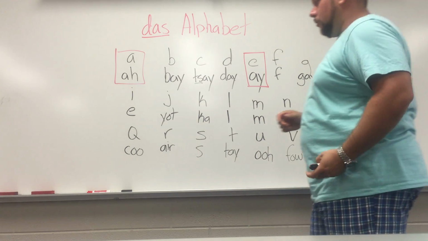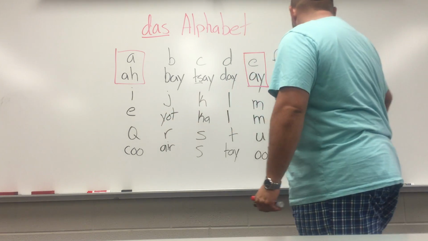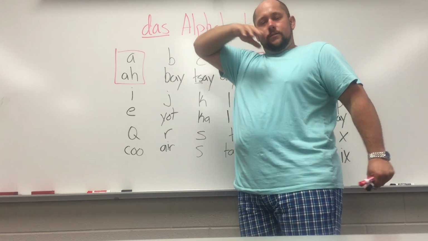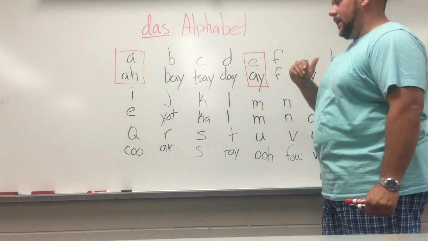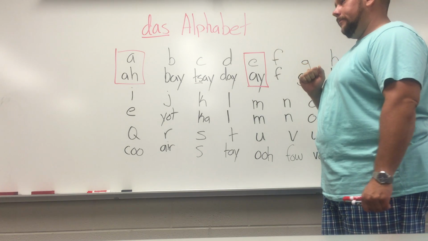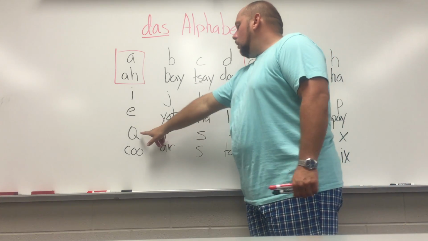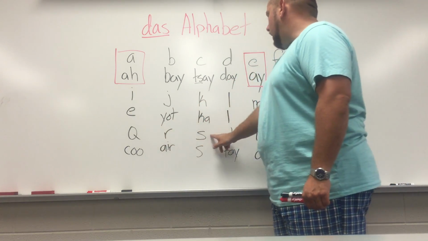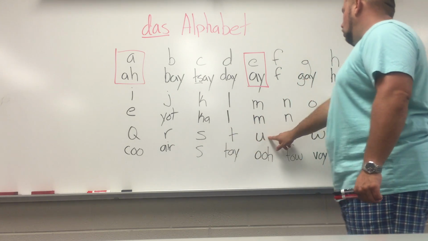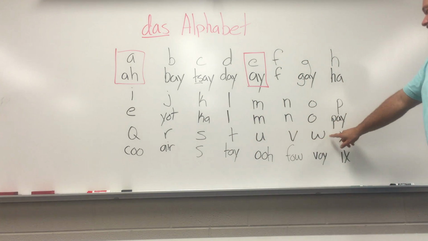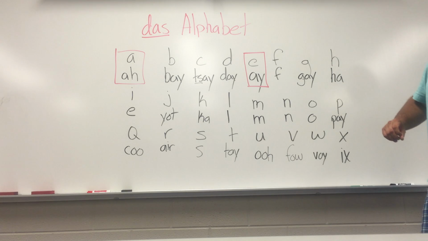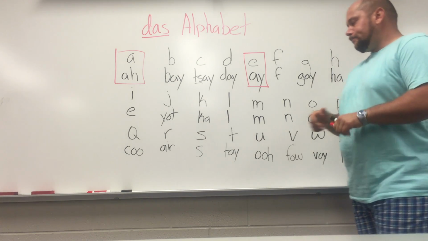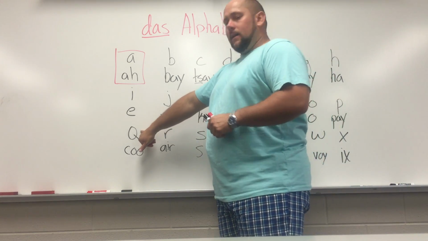Okay? So now, this whole row, I'll go through this row again, and like I've done with the other 2 rows, I'll give you a chance, I'll say it, you'll repeat it. Okay, so here we go. Ku, ir, s, te, u, fau, ve, ix. All right? So, I'll say them, you repeat them.